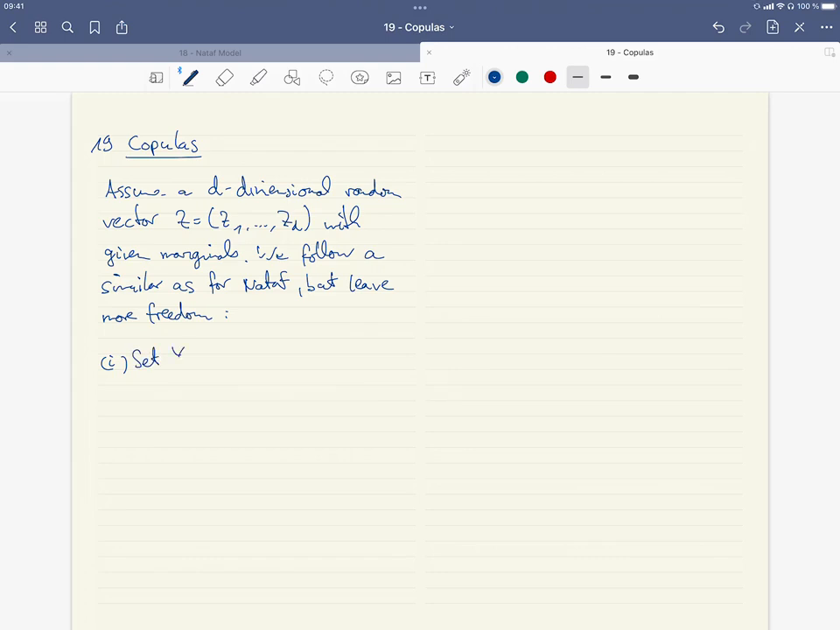So I'm setting now Y_i as F_i of Z_i. So I insert my random variable into its CDF, which seems weird at first, but then you realize whenever I do this, independent of what this random variable is, out comes a standard uniform random variable, and the proof is the same as for Nataf.